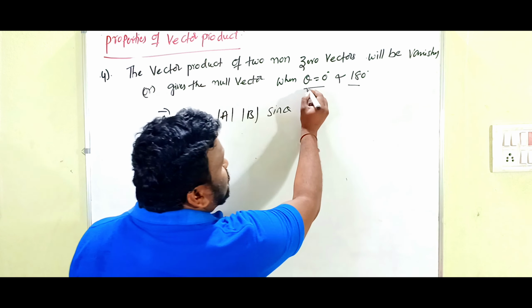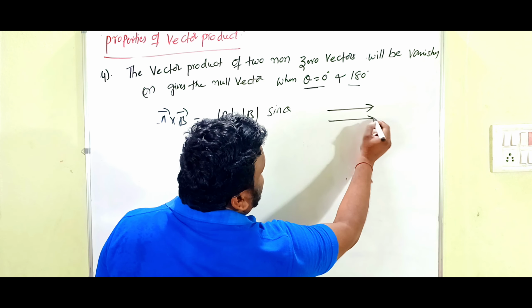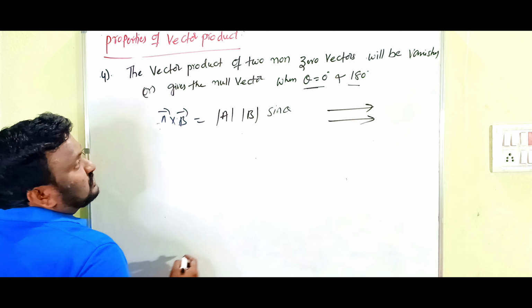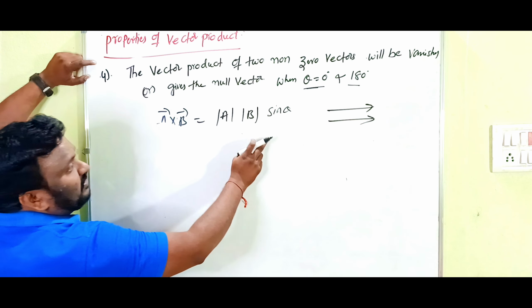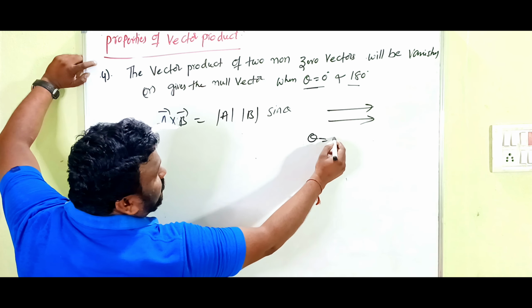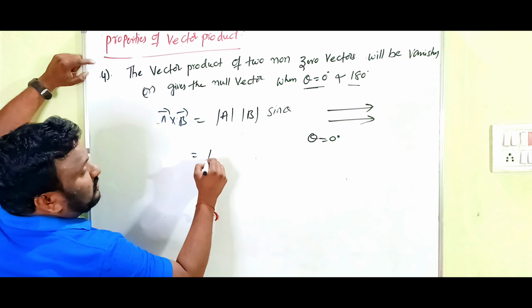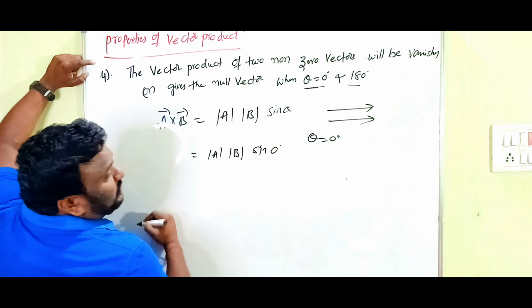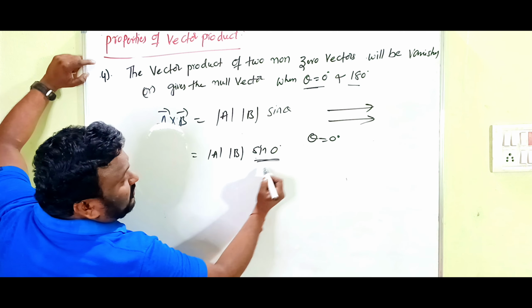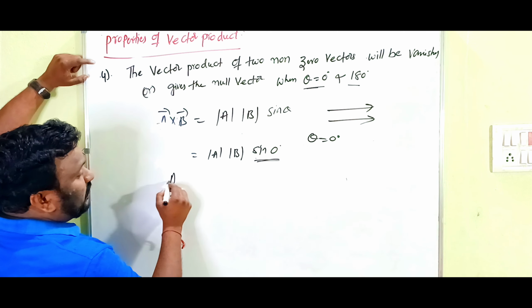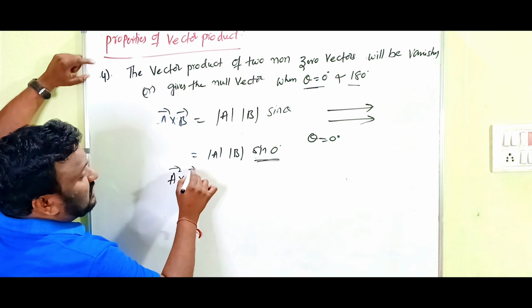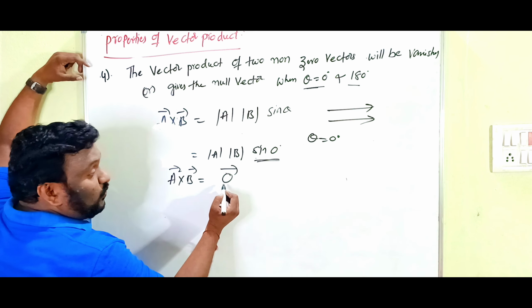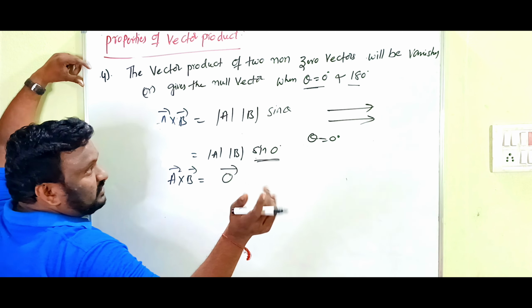Here theta equal to 0 means what? These vectors are parallel. 180 means what? Anti-parallel. So if you take two parallel vectors, then obviously theta is equal to 0 degrees. Then what do we write? Mod of A, mod of B, sin 0 degrees. Sin 0 value is 0. Then we write A cross B is equal to 0. 0 is nothing but what? Null vector.